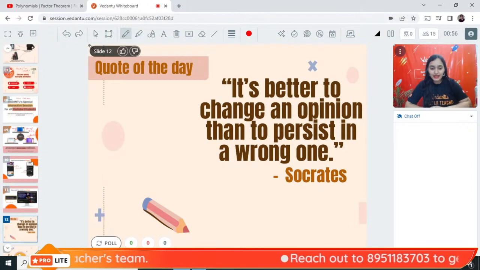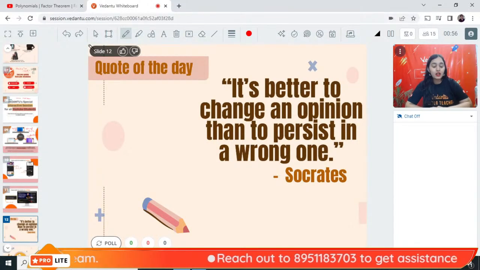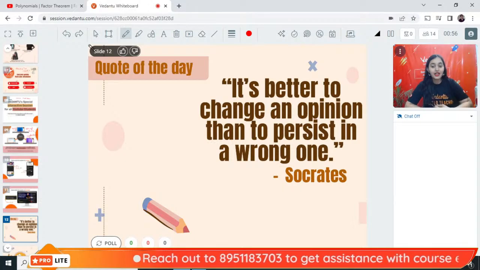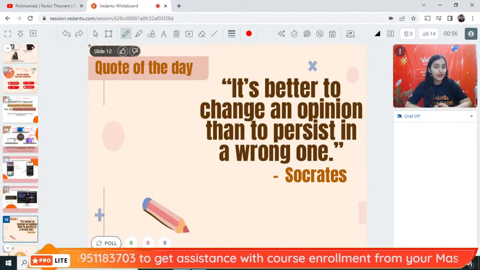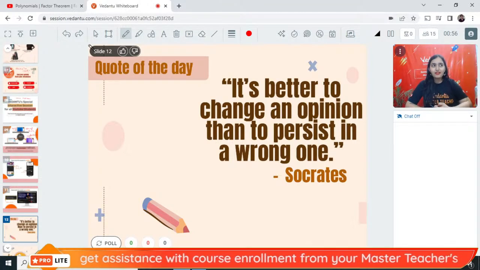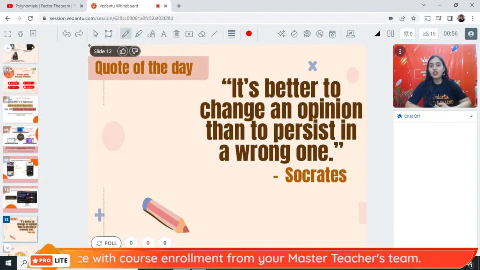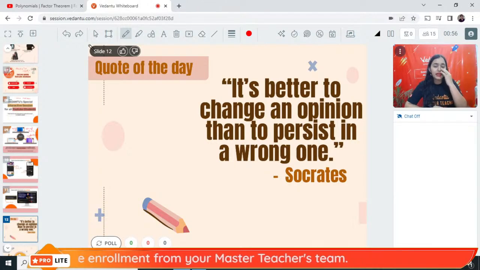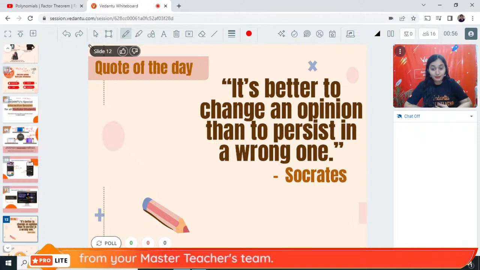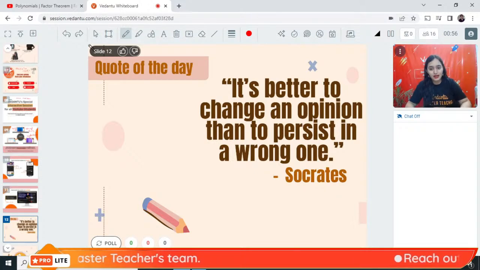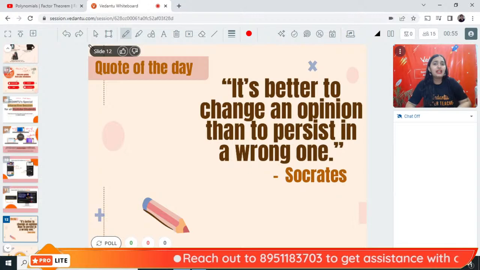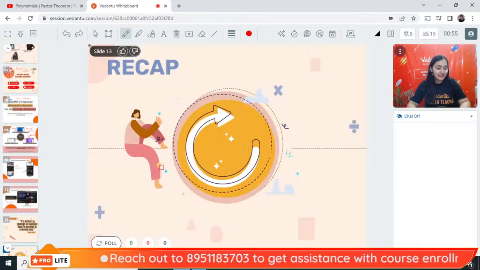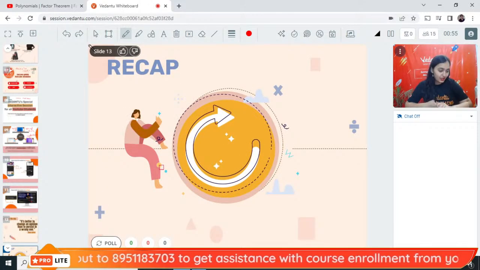Okay, guys. Chalo. Starting with a quote from Socrates: it's better to change an opinion than to persist in a wrong one. Many times in our life, we just continue to hold a perception about something, and we are very resistant towards changing it, but it should not happen that way. If we feel that our opinion might be wrong, or if others are getting affected by it, we might try changing it as well, right?